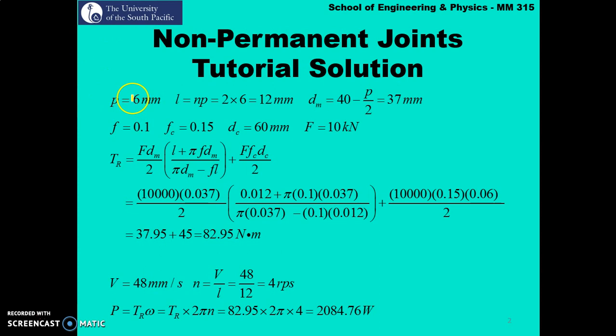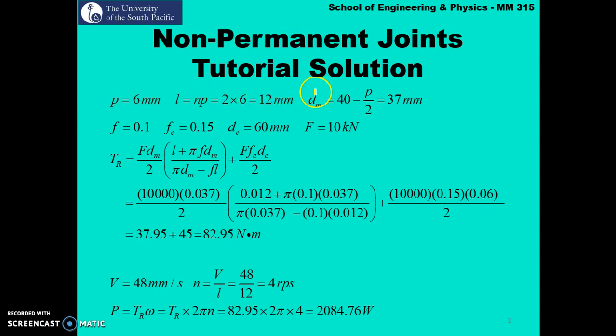So the pitch is given as 6 mm. The lead is basically N times P. N indicates the type of thread, whether it's a single thread or double thread. In this case it's a double thread, so N becomes 2. So 2 times your pitch, which was 6, we get our lead to be 12 mm.